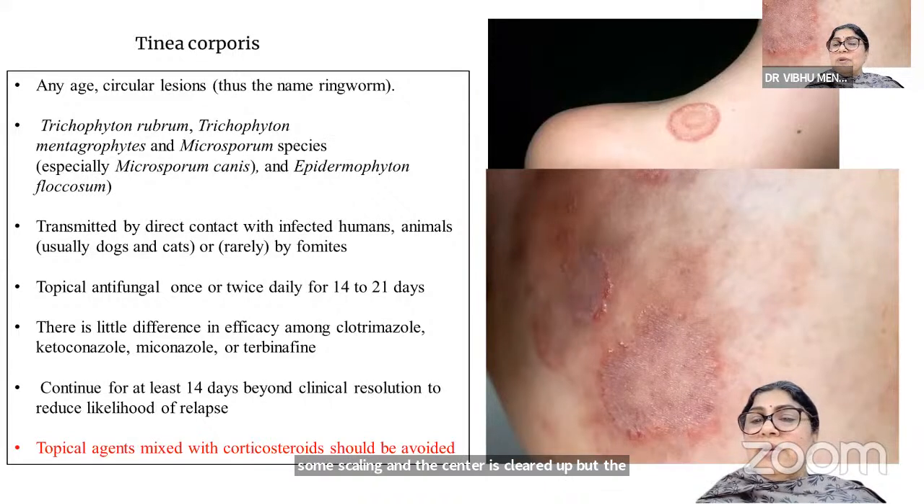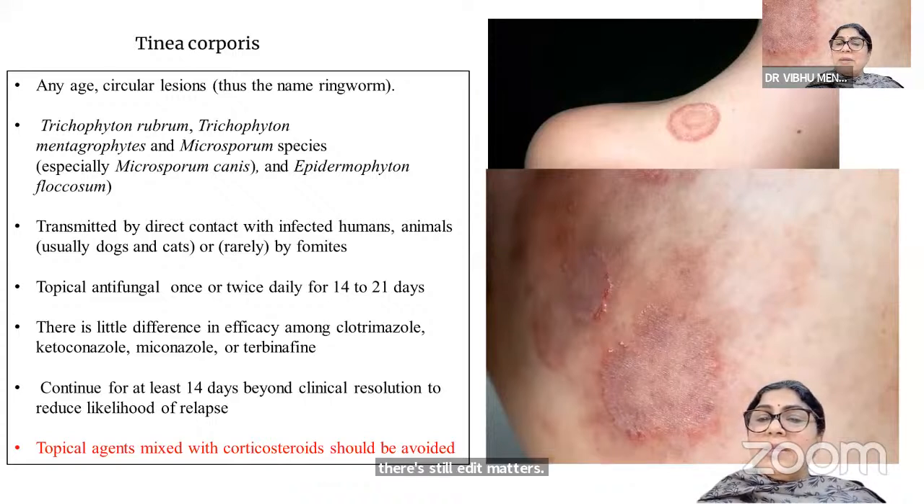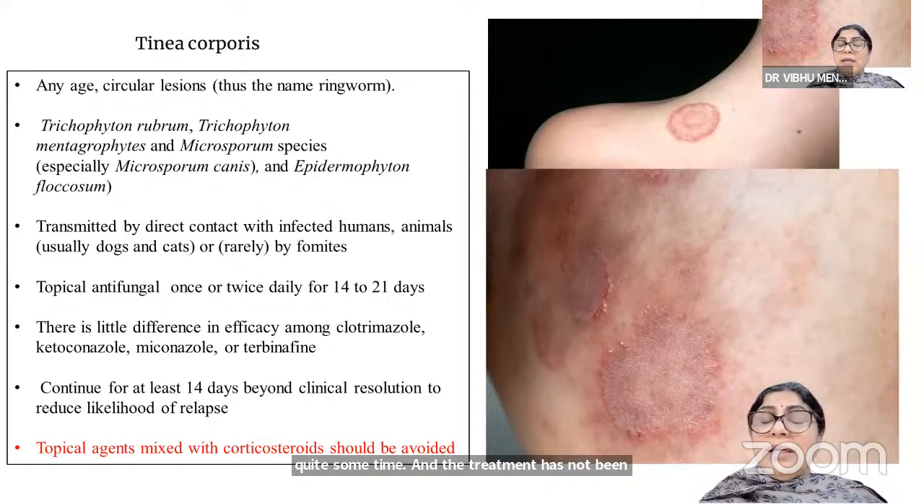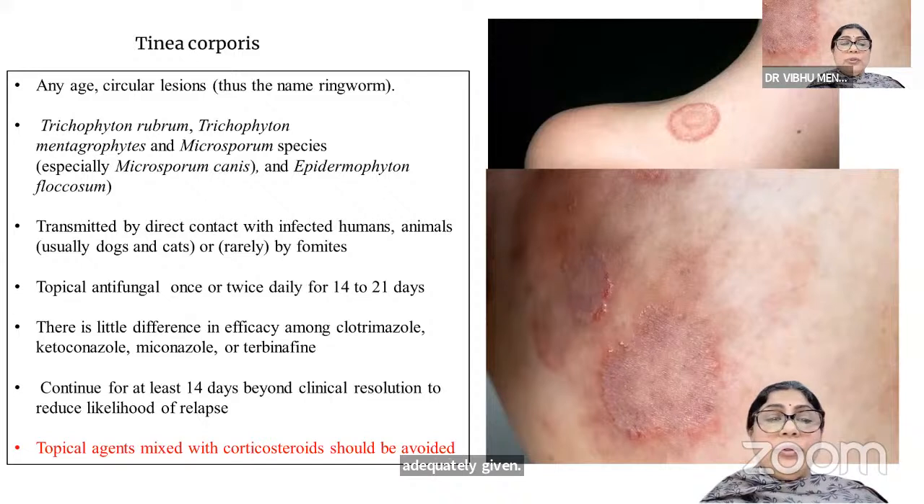There is post-inflammatory hyperpigmentation. So the patches have healed at one place, appeared at other. This shows that the infection has been going on for quite some time and the treatment has not been adequately given. So this again raises the question as to how to treat.